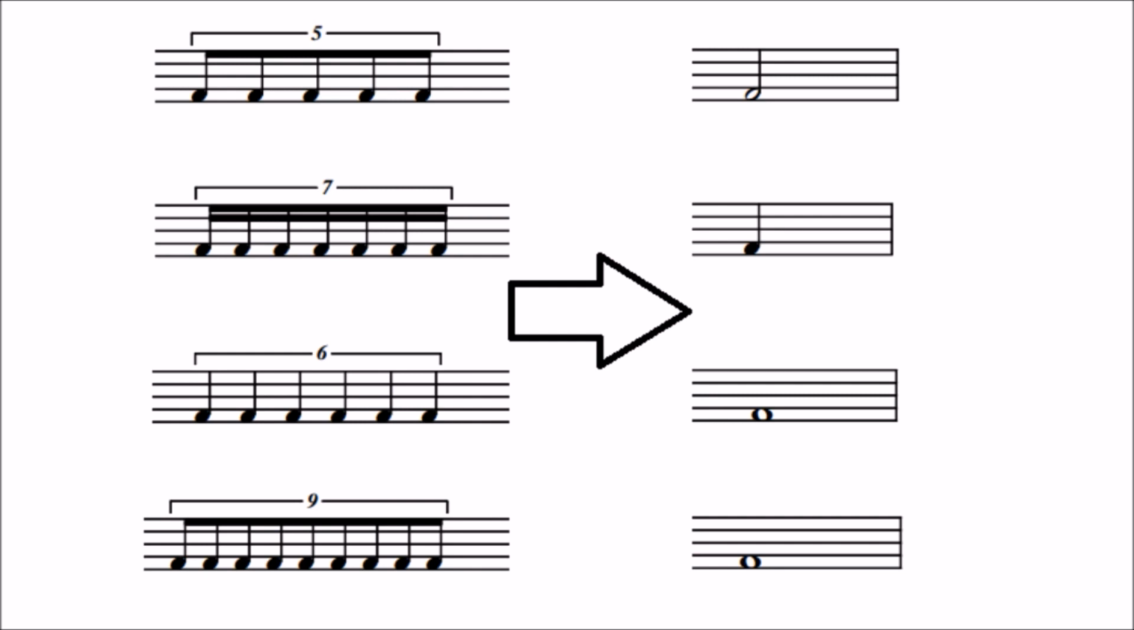Groups of 5, 6 and 7, known as quintuplets, sextuplets and septuplets, respectively, are equal to 4 of the same type of note value. For example, 5 quintuplet quavers are worth the same as 4 normal quavers, or in other words, a minim. Groups of 9 are equal to 8 of the same type of note value. Consider these examples. In each one, the group of notes on the left is worth the same time value as the single note on the right.